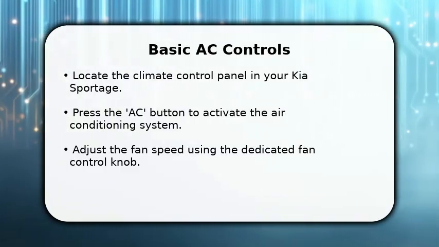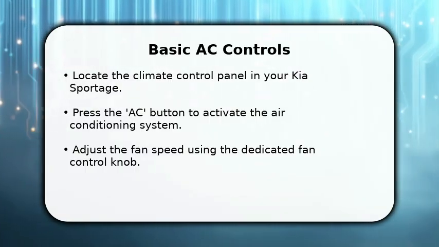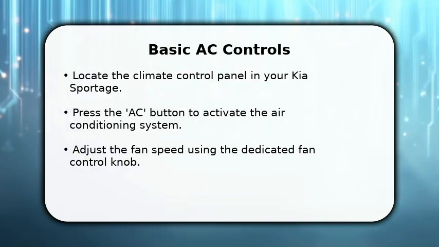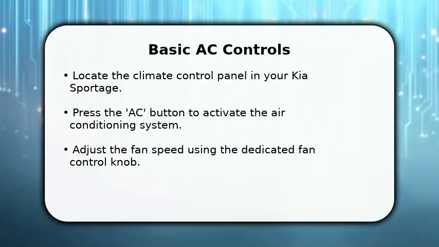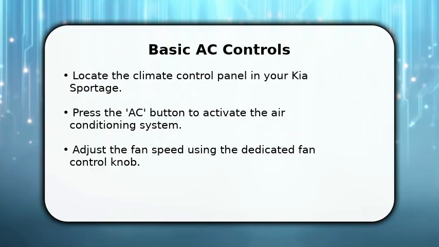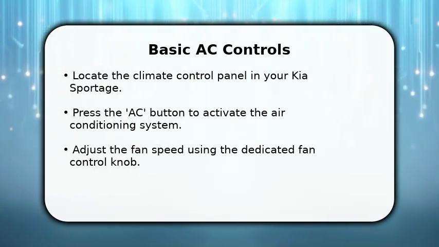First, find the climate control panel, typically located in the center of your dashboard. Press the button labeled AC to turn on the air conditioning. Then, use the fan speed knob to adjust the airflow to your liking. Finally, rotate the temperature dial to set your desired comfort level. It's quite straightforward to get started.